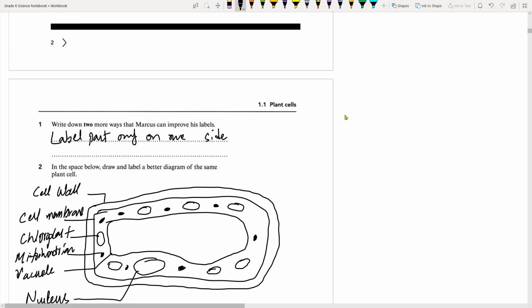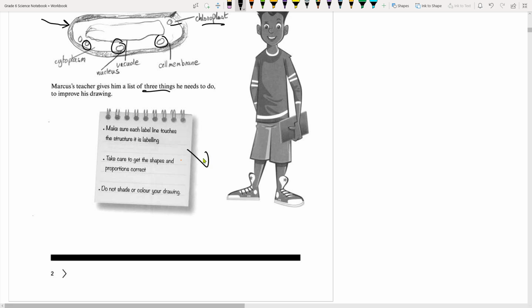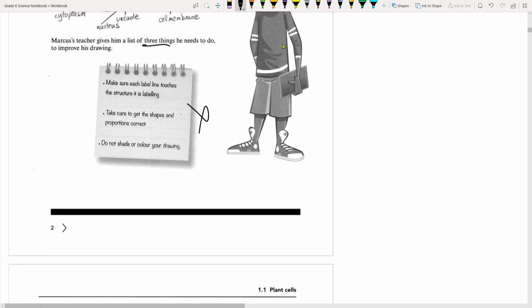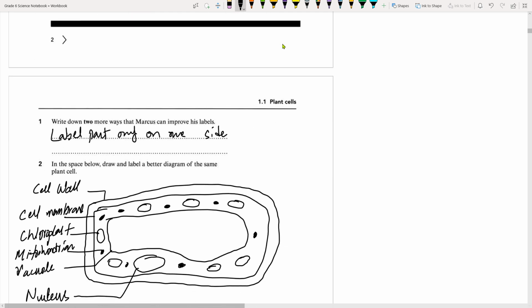And the second thing that he can do, now remember, you're not supposed to use these 3 points. These are out of the box because the teacher has already given him these 3 points. It's a challenge, so you have to think what else he can do to make his drawing better, right? And that would be one thing that we discussed, that labeling should be on one side. Secondly, you can say that multiple structures can be modeled together, right? One thing.